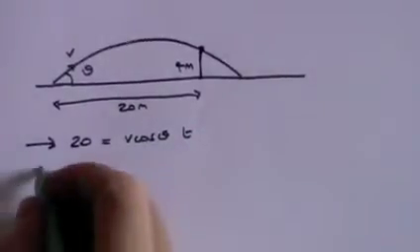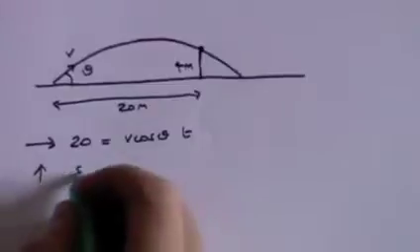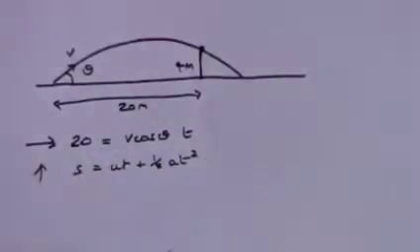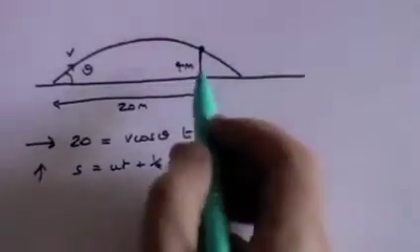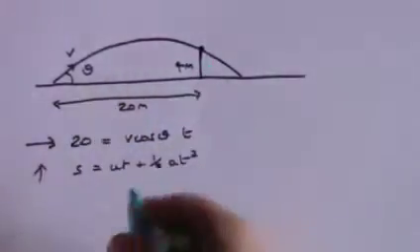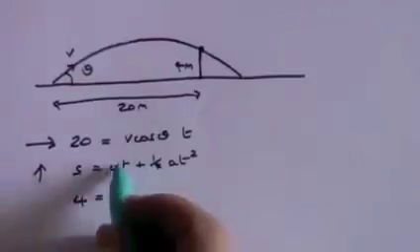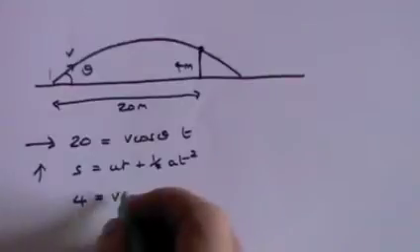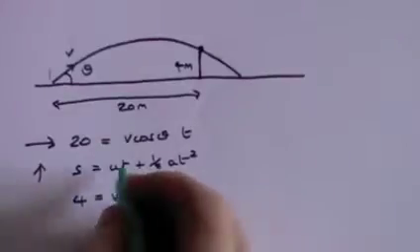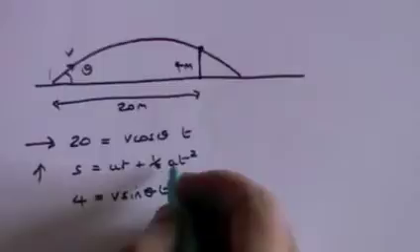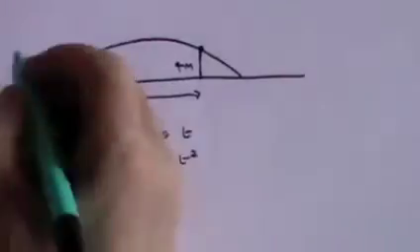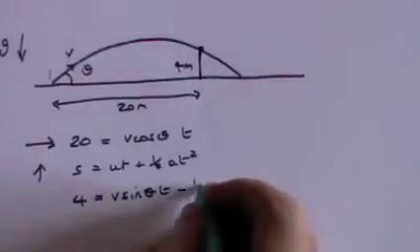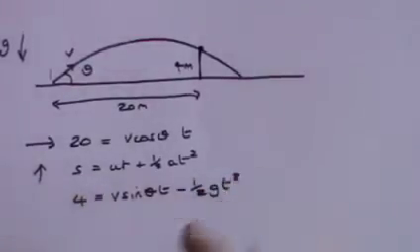For the vertical component of the velocity, we use the formula s equals ut plus half at squared. You'll be familiar with this, we've done this before. S is 4 meters, that's what we want to know. U is the initial component of the velocity in the vertical direction, which of course is v sine theta times t. And then plus half at squared, well, once again, a is g, but in the down direction, so it's going to be minus a half gt squared.